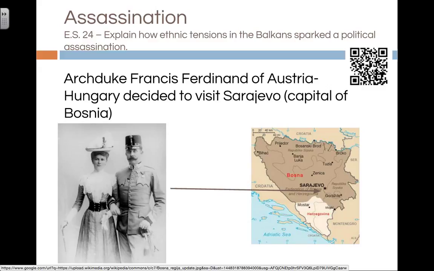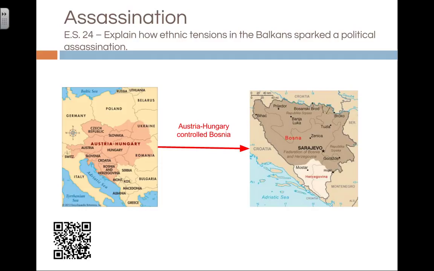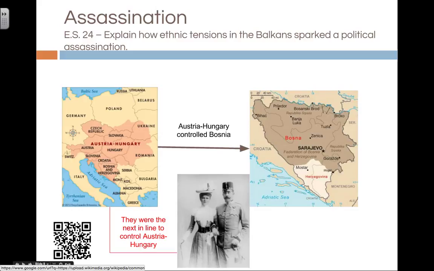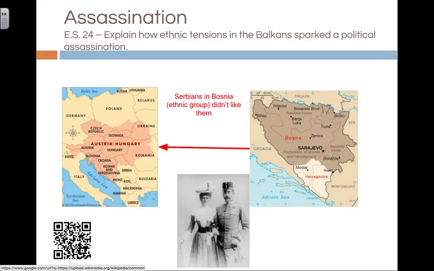Okay, we have Archduke Francis Ferdinand of Austria-Hungary, and that's his wife with him here, that decided to visit the capital of Bosnia called Sarajevo. Now, Austria-Hungary controlled Bosnia, and obviously that's where Sarajevo is. Which means these two people were the next in line to control Austria-Hungary. Okay, so if the current leader would die, these two would take over. Now, unfortunately, Serbians in Bosnia did not like Austria-Hungary, nor did they like the Archduke and his wife. So is that going to cause a problem?